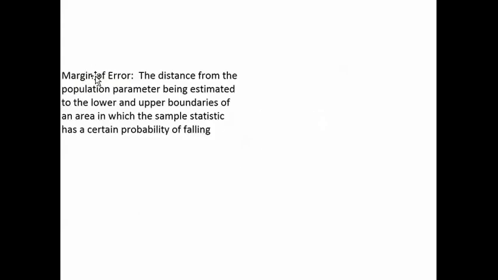The margin of error is the distance from the population parameter being estimated to the lower and upper boundaries of an area in which the sample statistic has a certain probability of falling. I know this definition probably sounds wordy and it's probably not quite clear yet, but I think it'll make sense once we look over a few diagrams of the concept. Let's start with this diagram right here.